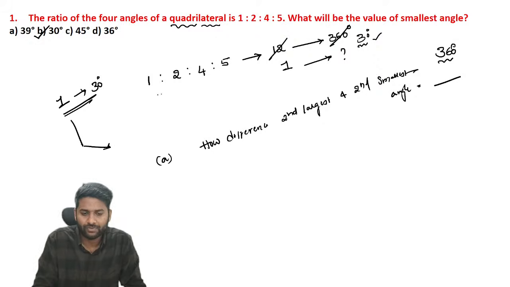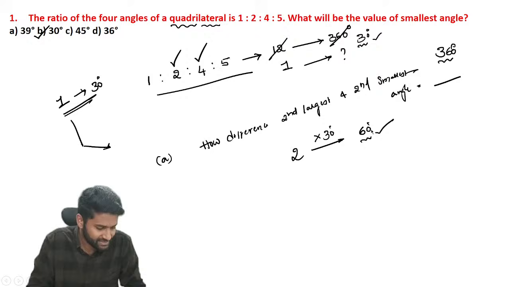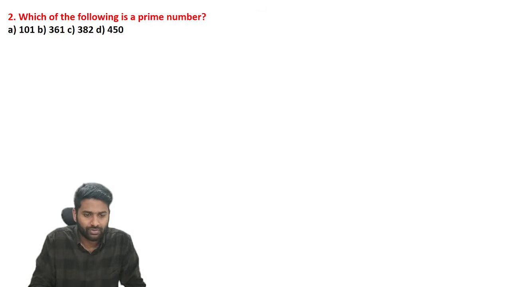Now see, if you observe the angle ratio 1 is to 2 is to 4 is to 5, the second largest is 4 and the second smallest is 2. The difference of those two angles according to the ratio is 2 units. And we already know each unit is equal to 30 degrees. Then the difference between the second largest and second smallest is 60 degrees. I hope you understand the comparison. Yes, very good, Nanaram. Let's move on to question number 2.